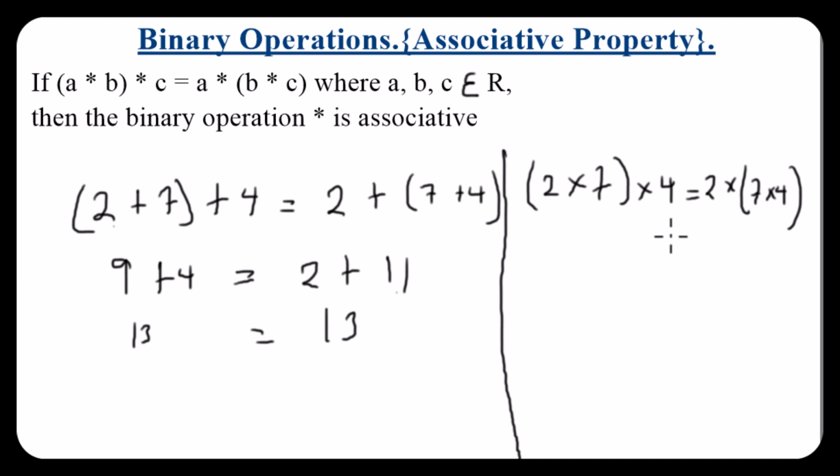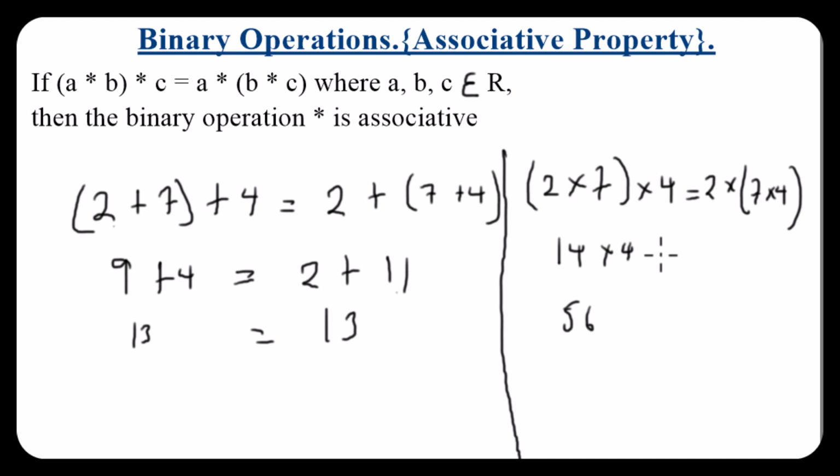All right, so without wasting much time, let's see what we are having. We're looking at the expression on the left hand side. 2 times 7 gives us 14, because of BODMAS we start with the one in the bracket first. And then 14 times 4 should give us 56. So this is the expression on the left hand side.